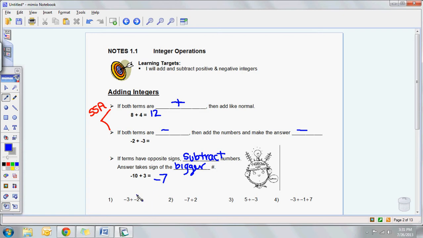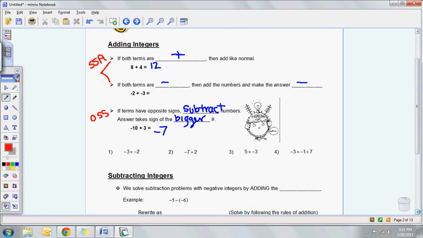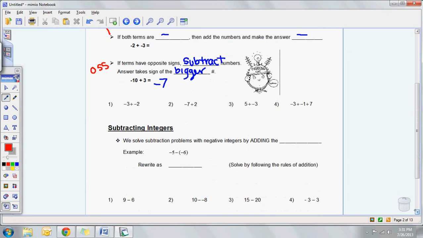So think of it this way. If you owe someone $10, you're in the hole $10, but then you give them $3, you're still in the hole $7. So sometimes thinking of it in terms of money will help. Since this is a different rule, it's not same sign add, you're going to say opposite sign subtract. So if you can remember SSA and OSS, that should help you remember those rules for addition. Let's quickly go through these examples so you can see them in action.